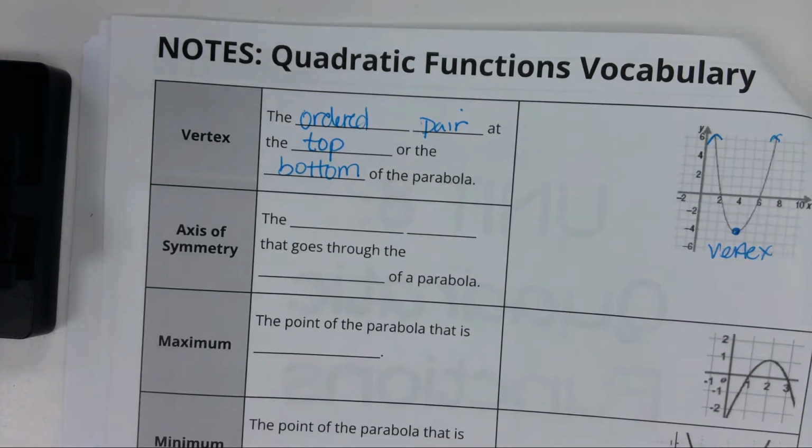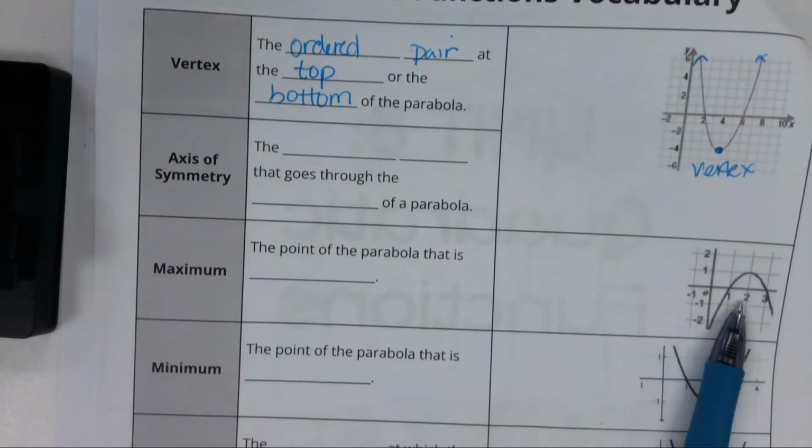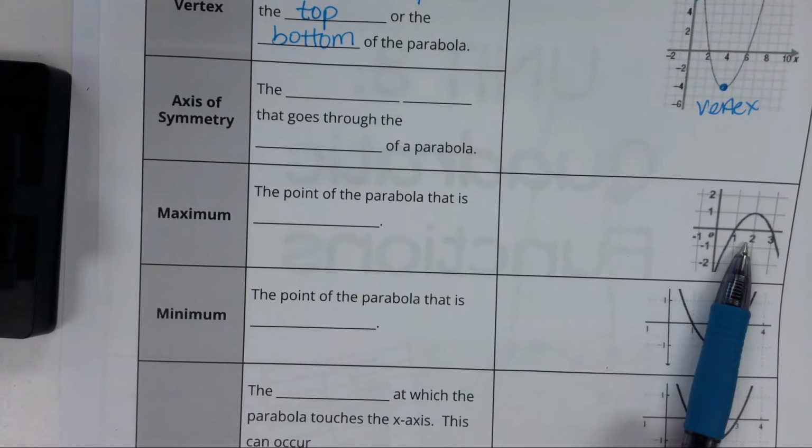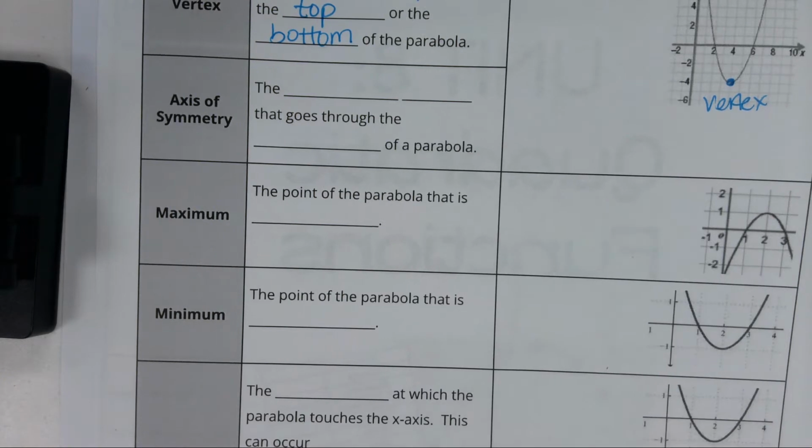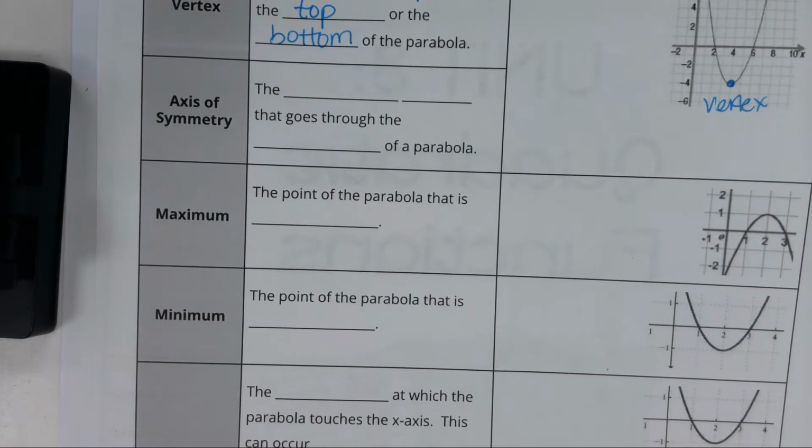Take a look at the parabola graphed below that. What do you think would be the coordinates of the vertex in that one? 2 and 1, yeah. And so this one would be at the top. So when the parabola is opening down, the vertex is at the top.